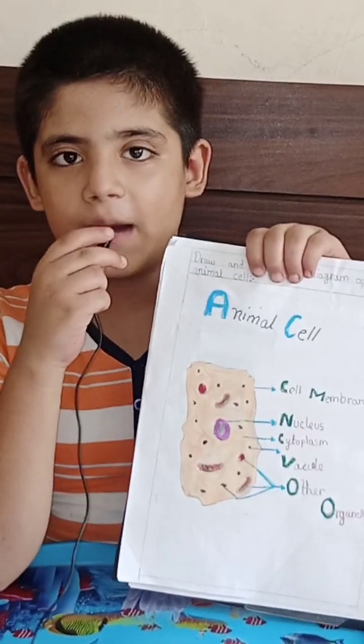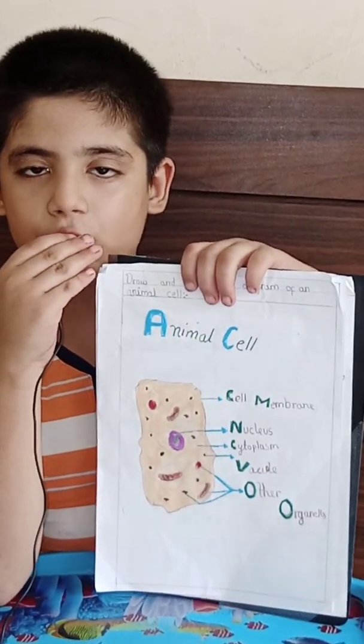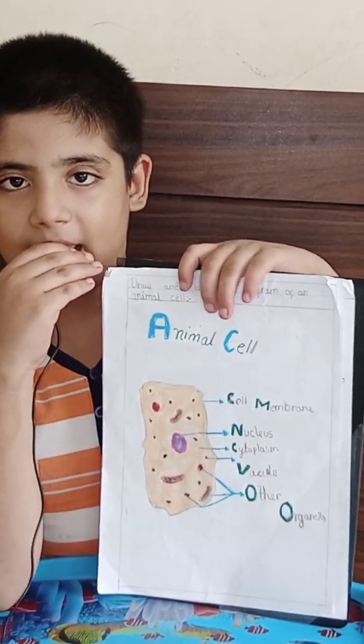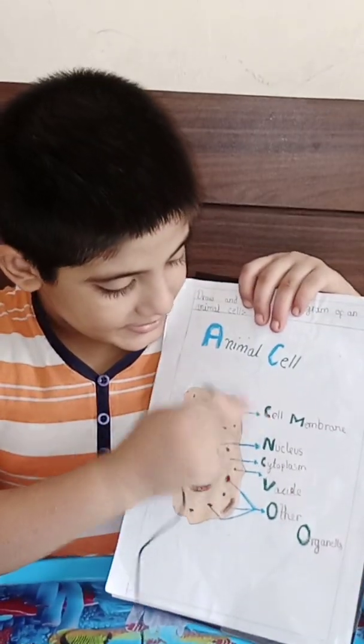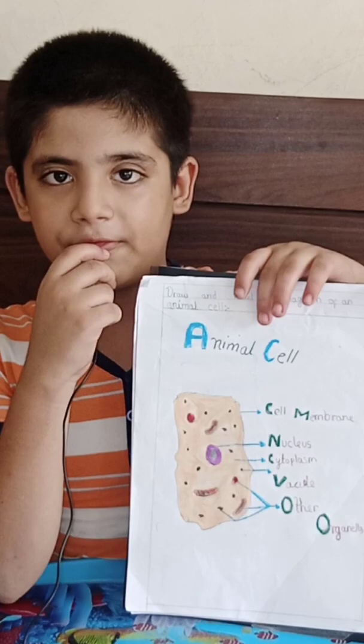Explain you about an animal cell. This is the diagram of an animal cell. There are four main parts of an animal cell, namely cell membrane, nucleus, cytoplasm and vacuole.